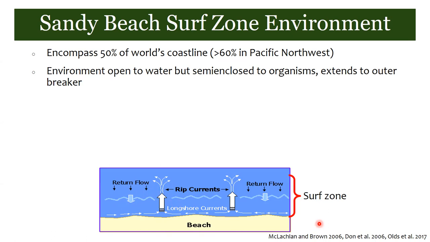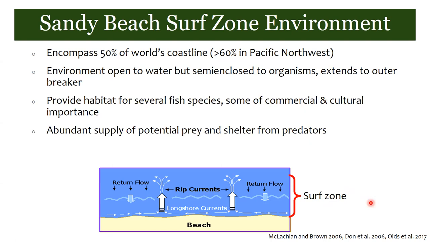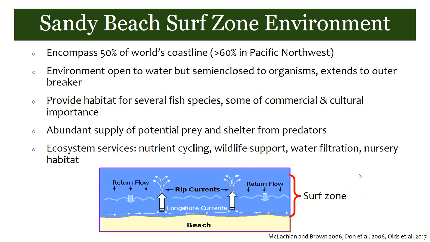Now, besides being a very dynamic environment, they are an important habitat for several fish species, some of which are of commercial and cultural importance. And these fish are there because they provide an abundant supply of potential prey. And the hypothesis was that they are sheltered from predators. Most of our data supports the fact that it's probably not as safe as we thought a little while ago, but that hypothesis still holds. And then besides habitat, it also provides other ecosystem services like nutrient cycling, wildlife support, water filtration, and even nursery habitat for many fish and invertebrates.